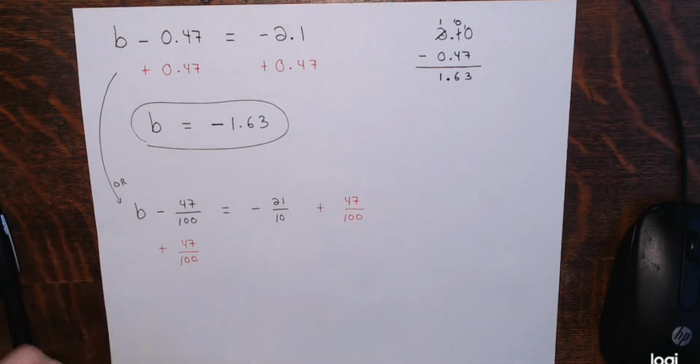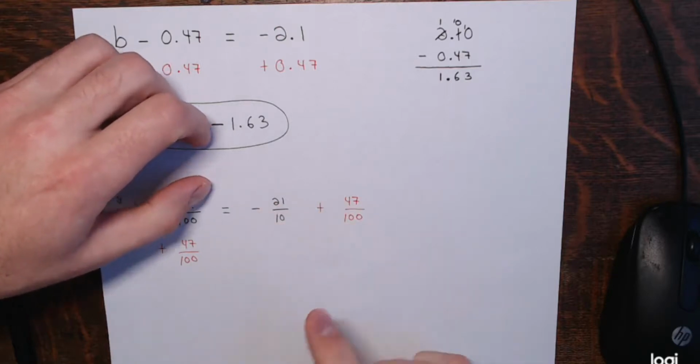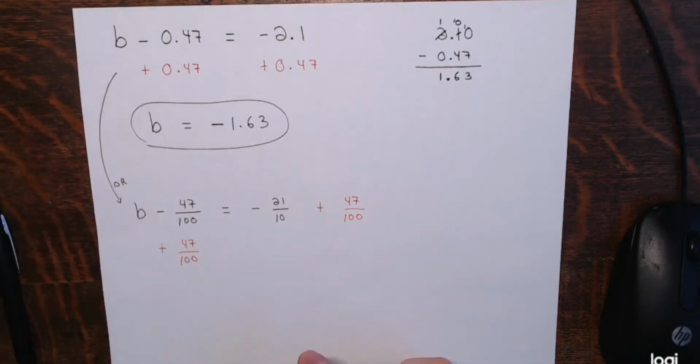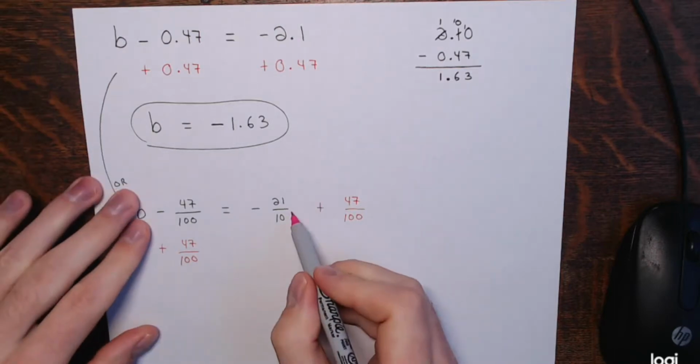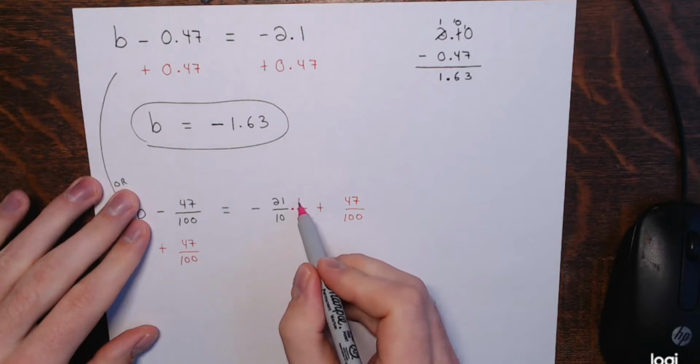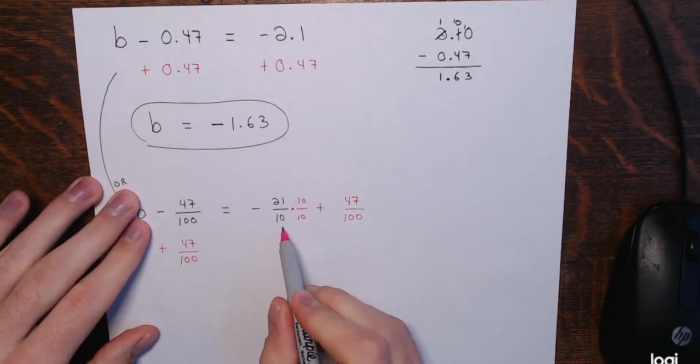I can't just add these the way they look, negative 21 tenths plus 47 hundredths. I can't just put those together right now. I need the same denominator. Well, it's very easy to get the denominators to be the same. I would need to just multiply this fraction here by 10 over 10. That way the denominators will both be 100.